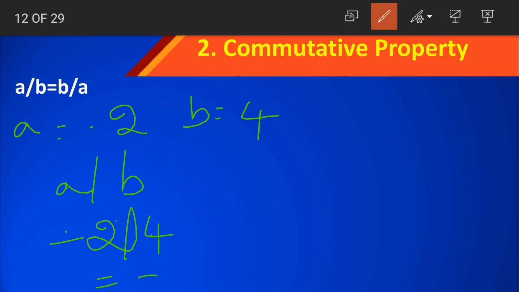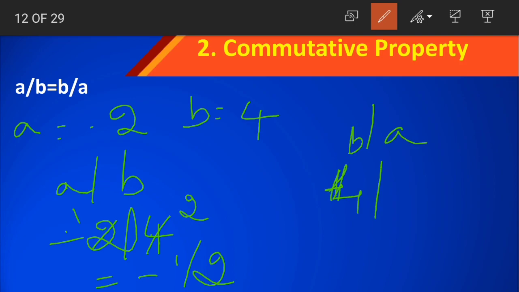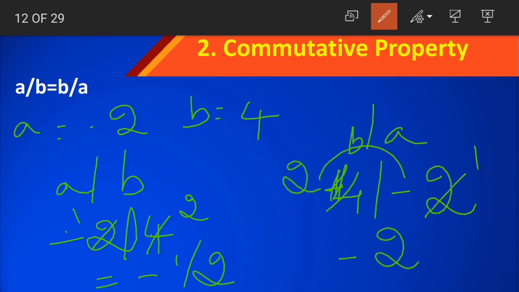2 divided by 4. How do we solve 2 divided by 4? 2 1s are 2, 2 2s are 4. The answer is 1 by 2. Coming to B by A. B is 4 divided by A is minus 2. Again the signs are different. The answer will be negative. 4 divided by 2. 2 1s are 2. 2 2s are 4. The answer will be minus 2.